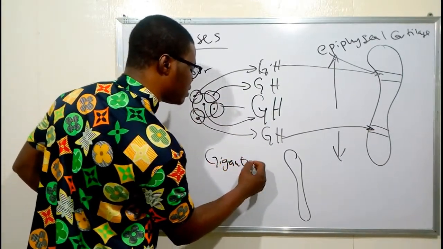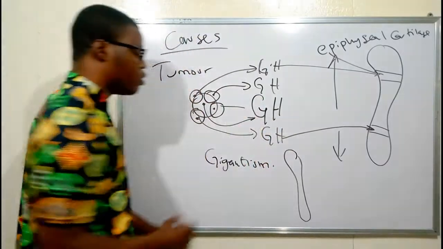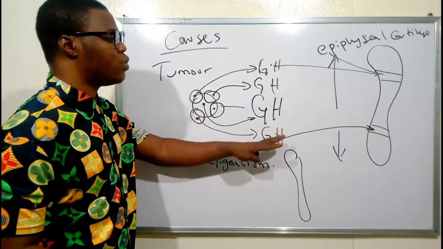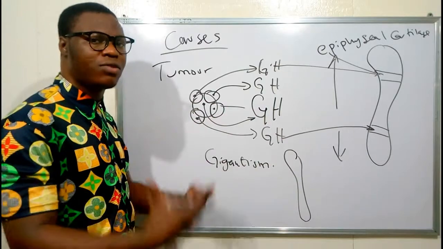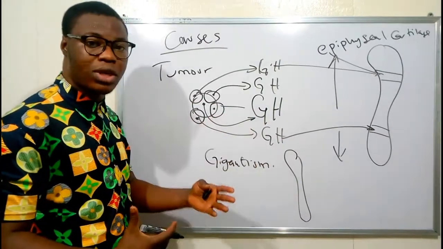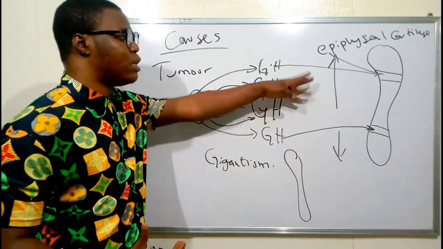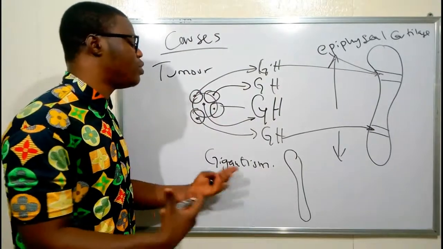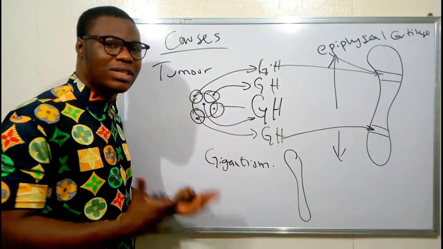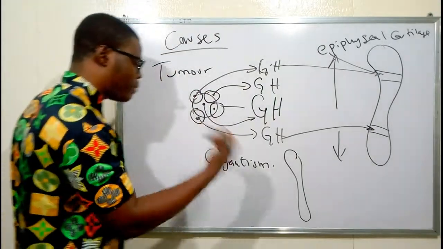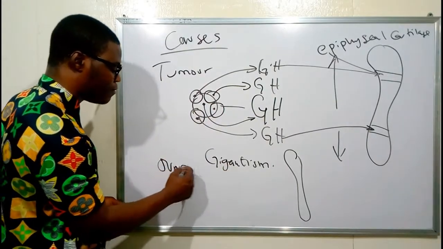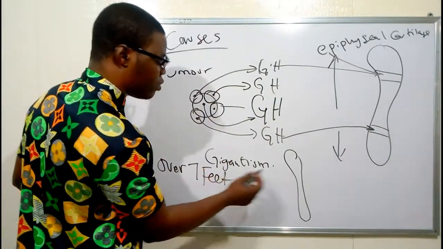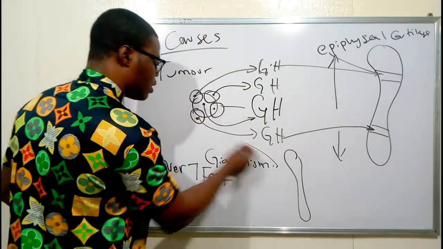So it will cause gigantism, oversecretion of growth hormone, so that the growth hormone is going to act on the epiphyseal cartilage in excess, and that will lead to an excessive increase in the length of the bones. So that person will be over 7 feet tall. Over 7 feet tall. So that is what we call gigantism.